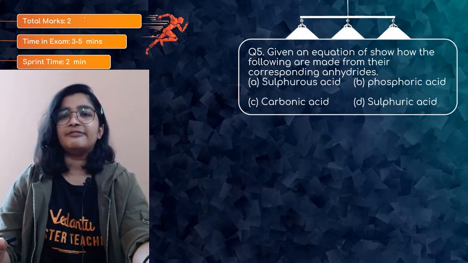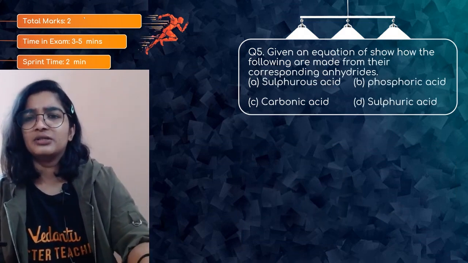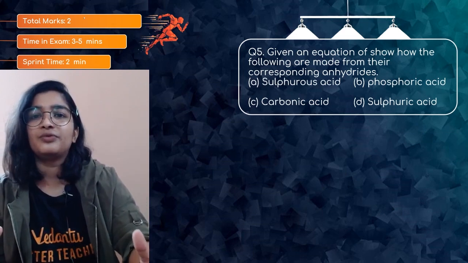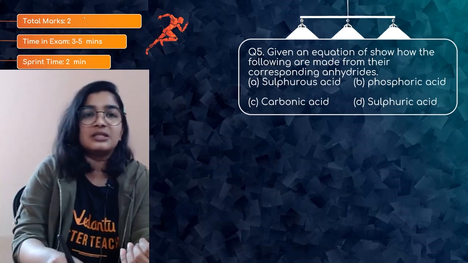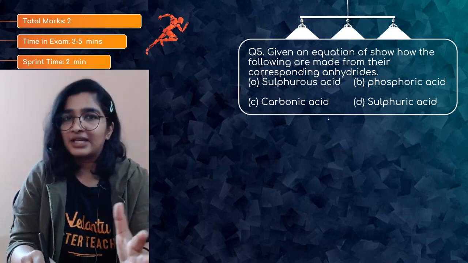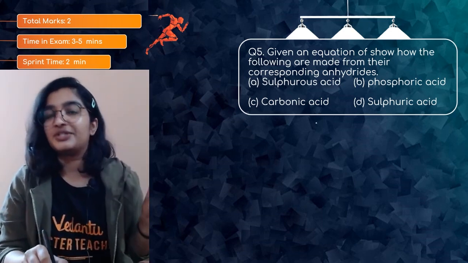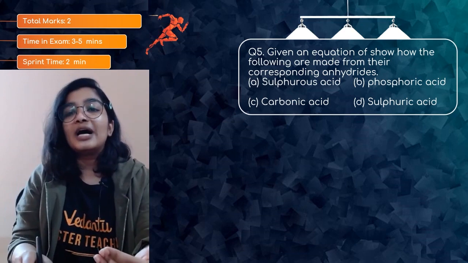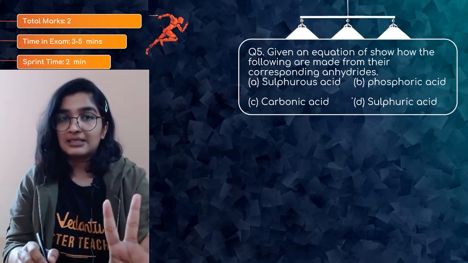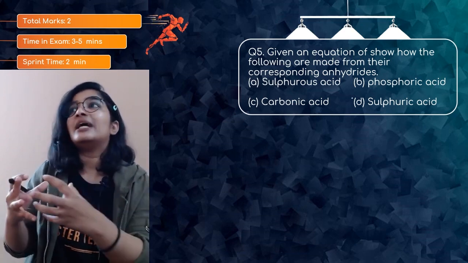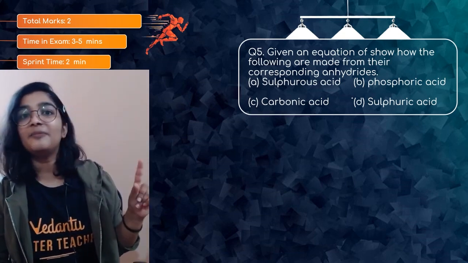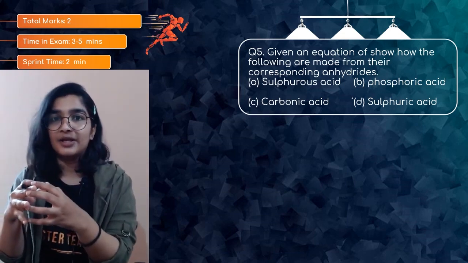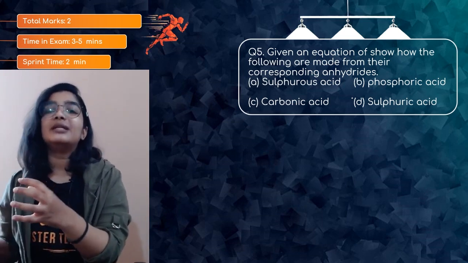So question number 5, give an equation to show how the following are made from their corresponding anhydrides. So before I start, this is for 2 marks. So half mark each. We need to write 4 equations here. Okay. So you have these 4 acids. And we know when their oxides are dissolved in water, you will get an acid. You remember? So those oxides, which do not contain water molecule.